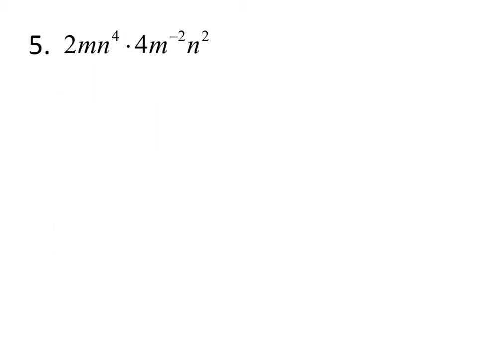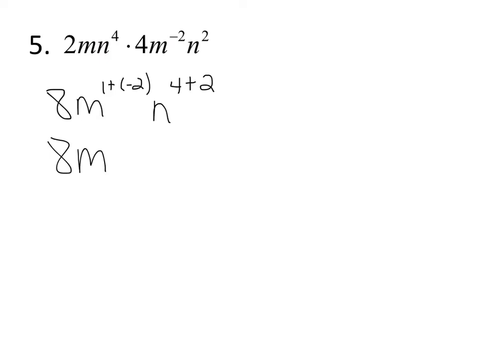Okay, let's go ahead and start with our coefficients. 2 times 4 is 8. Then let's go with our m's. We've got m to the first power times m to the negative 2. So we have m to the first power plus negative 2. Then we have n to the 4th and n squared. So you have n to the 4 plus 2. So 8 times m, 1 plus negative 2 is negative 1. And then 4 plus 2 is 6.